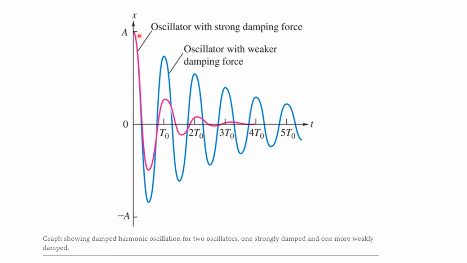So this is an example of an oscillator with a strong damping force. That means it started out going real big up and down, but then it goes slower and slower and slower as friction wears it out. If an oscillator has a weaker damping force, the same signal will get damped out, but slower. So this graph shows damped harmonic oscillation for two oscillators, one strongly damped and one more weakly damped.